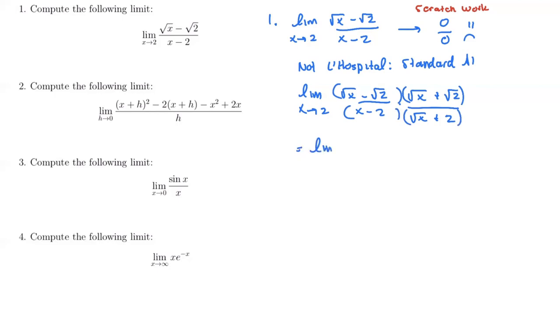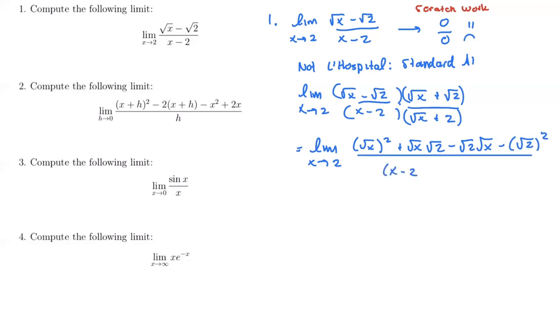So this means the limit as x goes to 2 of radical x squared plus radical x radical 2 minus radical 2 radical x minus radical 2 squared, all over x minus 2 times radical x plus radical 2. And so in this case, you'll get x. Notice that the middle terms cancel. So hopefully you know the trick so you don't have to do all this writing. You get x minus 2 over x minus 2 times radical x plus radical 2.